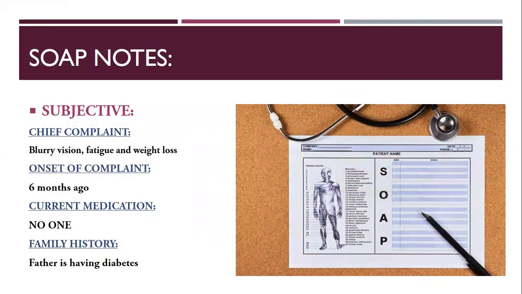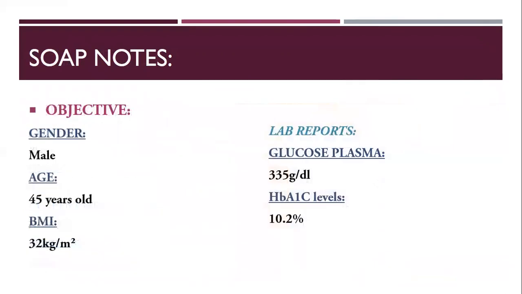The subjectives of this case are the chief complaint, which is blurry vision, fatigue, and weight loss. The onset of the complaint is 6 months ago. Currently, Mr. X is not taking any medication, and he has a family history of diabetes in his father. Objectives are gender male, age 45 years, BMI 32 kg per meter square, and the lab reports show plasma glucose level 335 mg per deciliter, HbA1c level 10.2%.